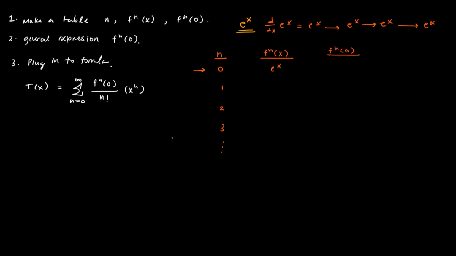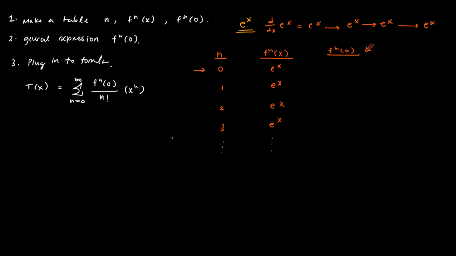Now if we take the derivative of that, it's going to be e to the x. If we take the derivative of that, it's going to be e to the x. And no matter how many times we keep taking this derivative, it is always going to be equal to e to the x.